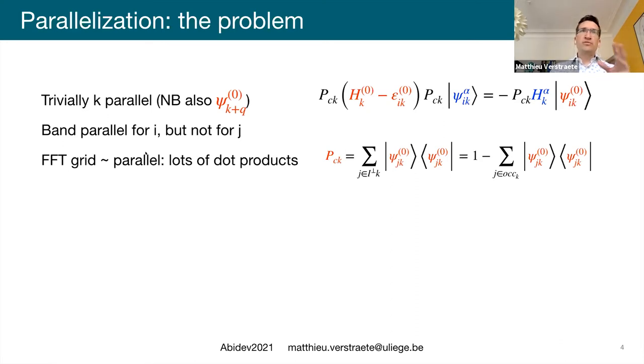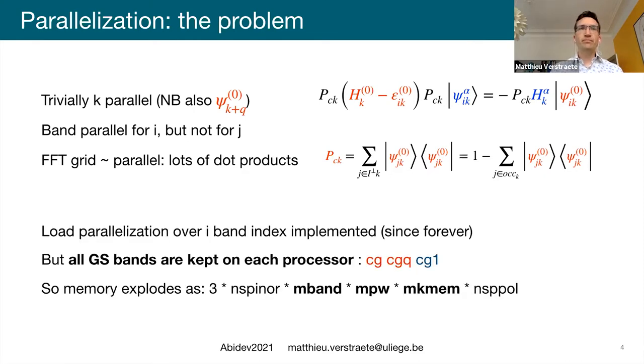The final degree of parallelization could go in the FFT grid. If we wanted to parallelize all the G vectors, all these scalar products that we do with the different operations could be parallelized over G vectors, but there's a lot more communication because you have to pass the plane waves around all over the place. And so even in the ground state, that's not always very interesting. So this has been implemented, both the K point and the band parallelization, for at least 10 or 15 years.